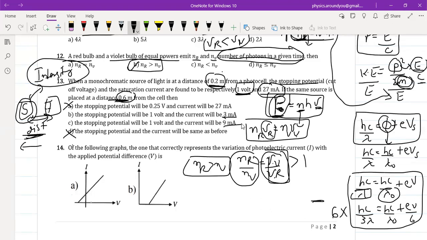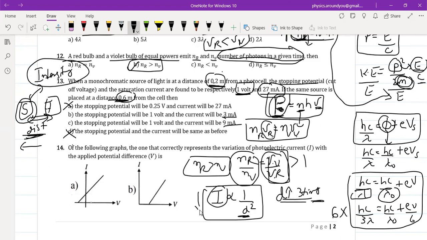How to get to the root of this? Well, the relation is for the current: current I is proportional to 1 by d square, where d is the distance between source and target. What is the relation between 0.2 and 0.6? If you divide the numbers, you see that 0.6 by 0.2 is 3. So I am actually increasing d by 3 times. So what should happen to current? D square, right? Current should reduce by 1 by 3 square, 9 times.